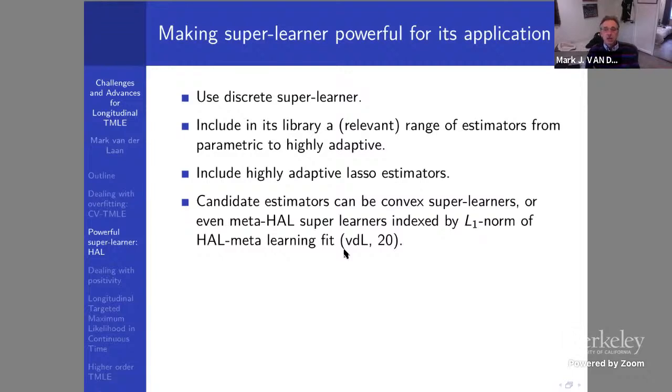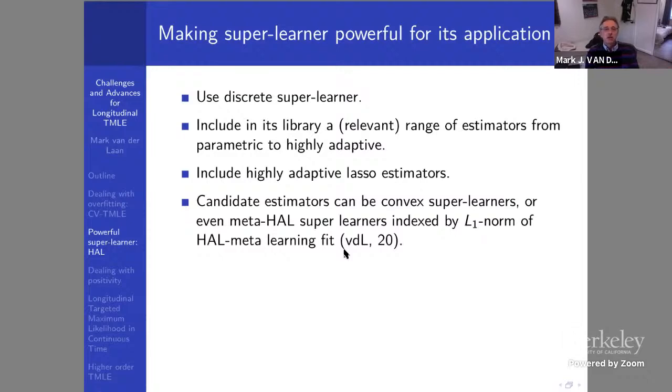Another important thing about this library is that it should contain a range of algorithms going from parametric to highly non-parametric, to the point that it's still reasonable. And so that at least the cross-validation has an opportunity to choose the right level of data fitting for this initial estimator work. And we talk here about both outcome regression as well as treatment mechanisms, censoring mechanisms, and so on.